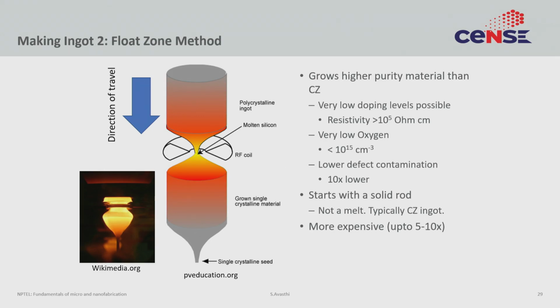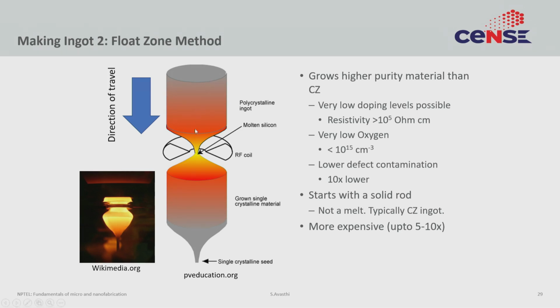The other way of making ingots is called the float zone method. The idea of the float zone method fundamentally is the same, it's just that the hardware is a little different. The way it happens is the melt never touches another solid, so it's not inside a crucible. You start with a polycrystalline ingot. This could be a piece of polysilicon, for example, or it could also be a piece of CZ silicon that you have already made.